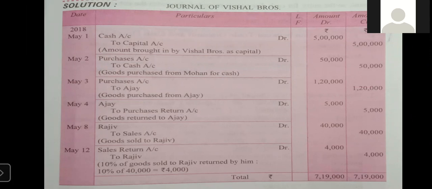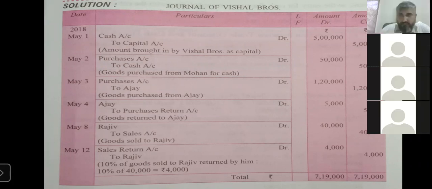Next is May 3. Journal entry is purchase account debit to Ajay account. Narration is goods purchased from Ajay. Amount debit is 1,20,000. Amount credit is 1,20,000. Next is May 4. Ajay account debit to purchase return account. Narration is goods returned to Ajay. Amount debit is 5,000 and amount credit is 5,000.